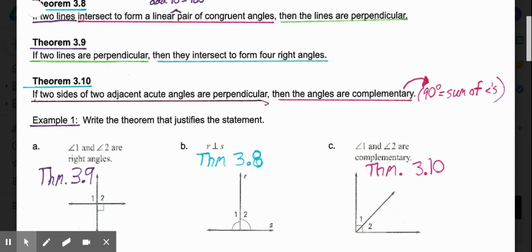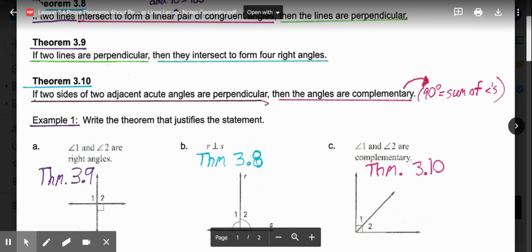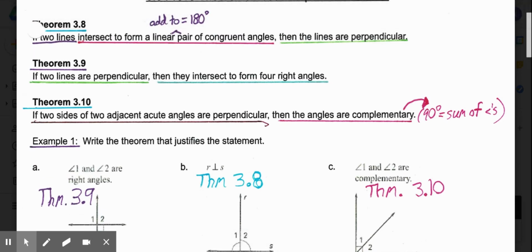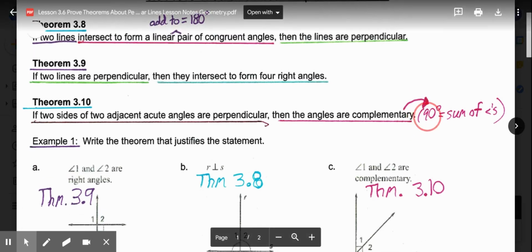So in other words, we'll look at that one down here with C. But we know the angles being complementary means that the sum of the angles is 90 degrees. And the two sides of two adjacent acute angles are perpendicular. They are referring to the two exterior sides, not the interior shared side.